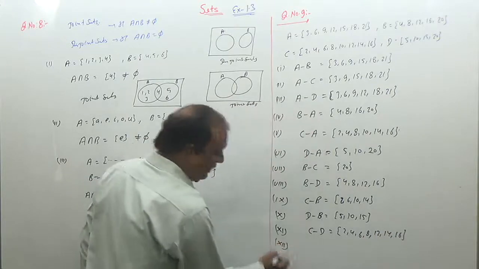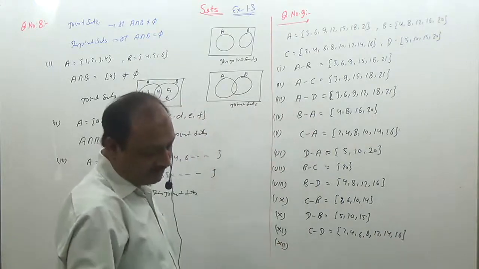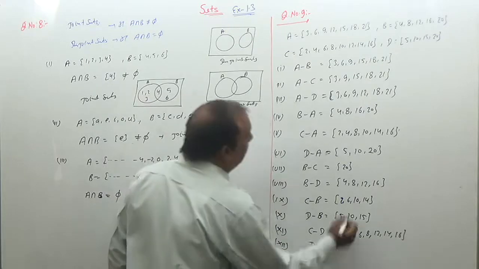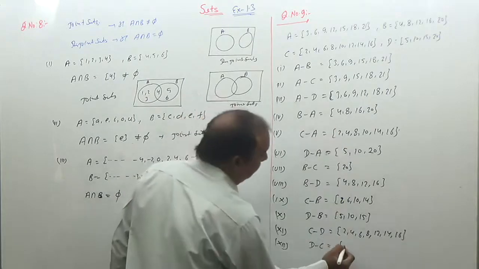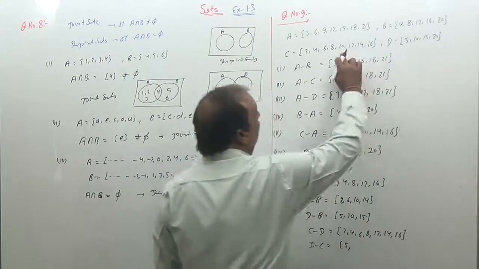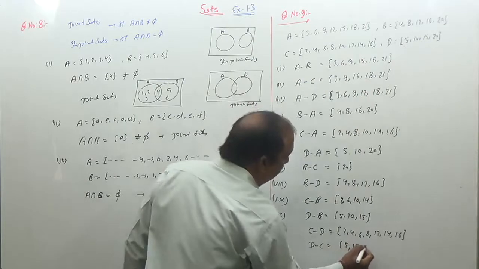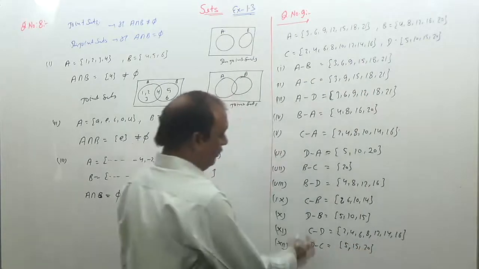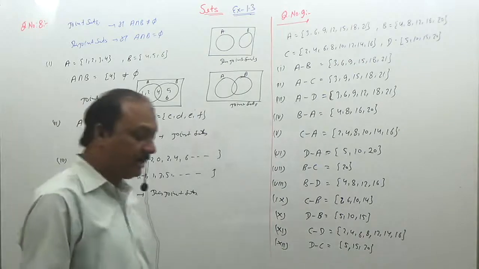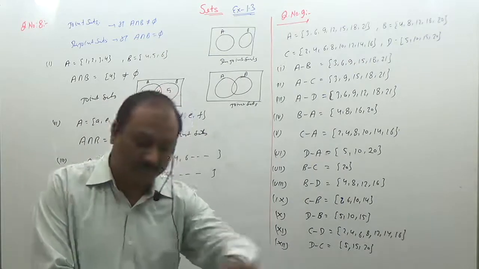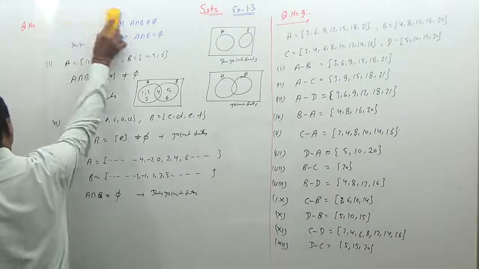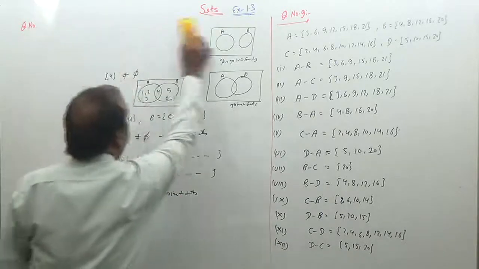And the last one is twelfth, D minus C, which contains the elements of D only, that is 5. 10 you will have to leave because 10 also belongs to C, and 15 and 20. So these are the 12 parts of this question in which we have used the difference of the two given sets. Now next is question 10.